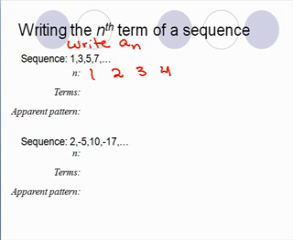When n is 1, a sub 1 is 1. When n is 2, a is 3. When n is 3, our term is 5. And then 4 is going to match up with 7. If we take a look, one of the things that we notice right away is we've got odd integers.